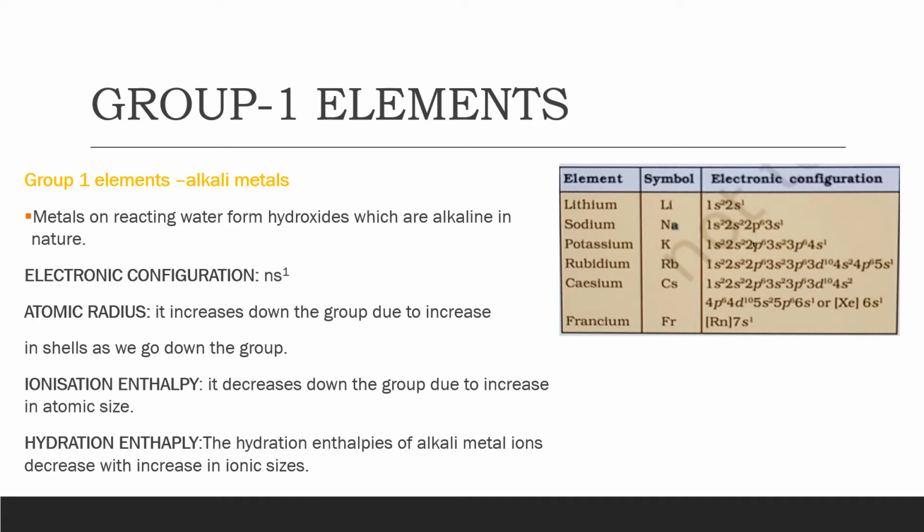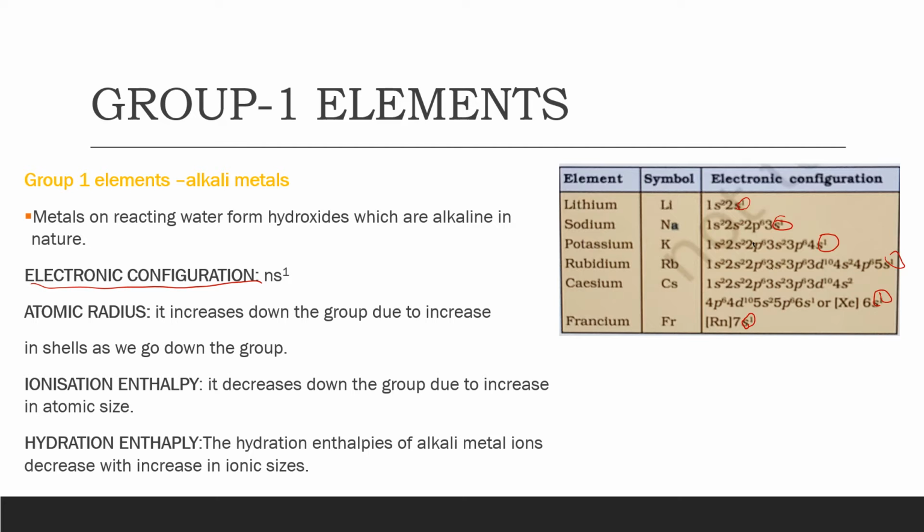Electronic configurations. Electronic configurations tell us how many electrons are there in the outermost shell. So over here in lithium, there is one electron in the outermost shell. For each and every element you can see the same one in the last. That means it's in the first group.